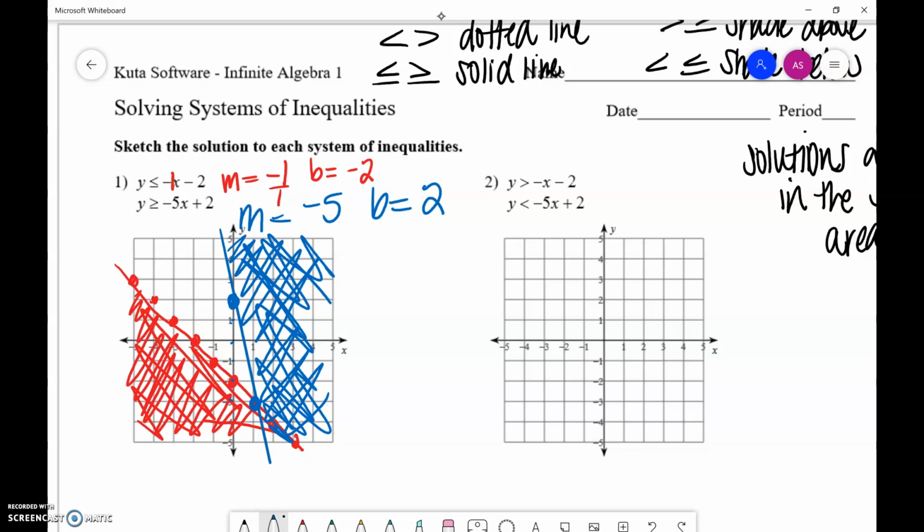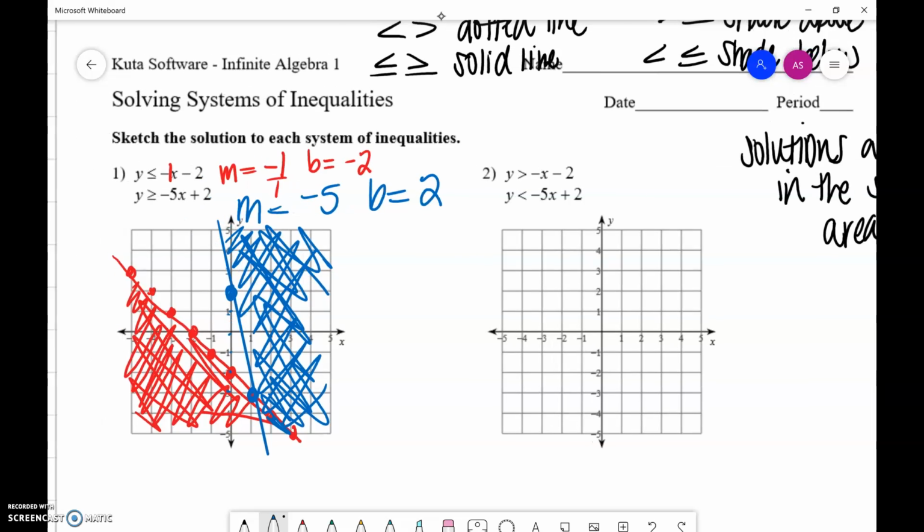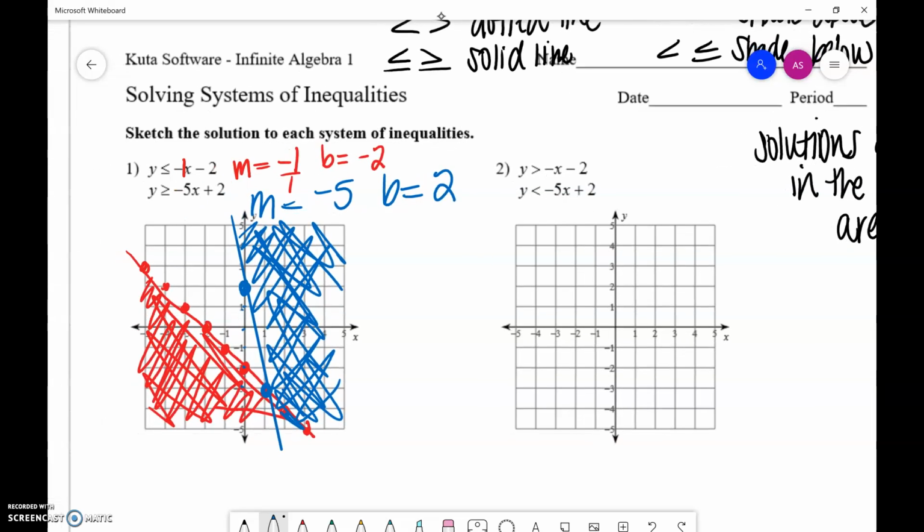Now when we think about our solutions, remember we said our solutions are in the shaded area. However, when I'm looking at a system of inequalities, that's going to be where it overlaps, meaning that one shaded area is over the other shaded area. So I'm going to highlight this little piece here. And those points there are going to be our solutions. So I want you to put at least about 2 solutions per problem.